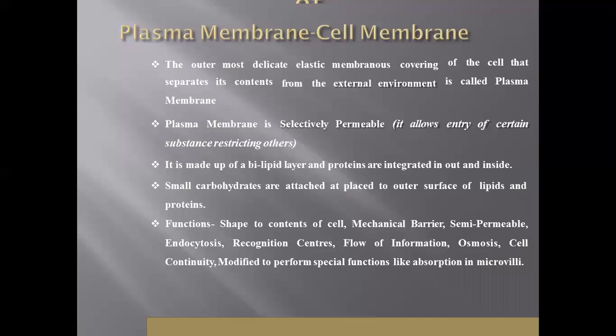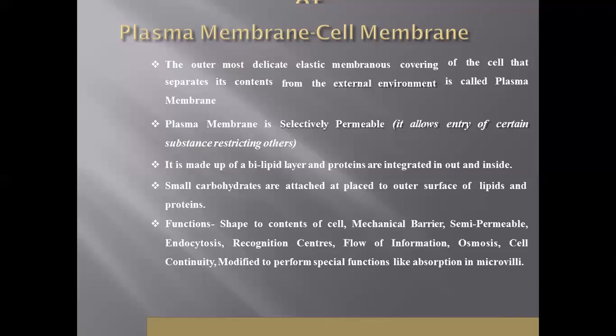Moving ahead with plasma membrane, that is a cell membrane. The outermost delicate elastic membranous covering of the cell that separates its contents from the external environment is called plasma membrane. Plasma membrane is selectively permeable. Now, what is the meaning of selectively permeable? It will allow entry of certain substances only. There are membranes that are known as semi-permeable, there are known as permeable, right? But our plasma membrane is selectively permeable. It will only allow the entry of certain substances only.